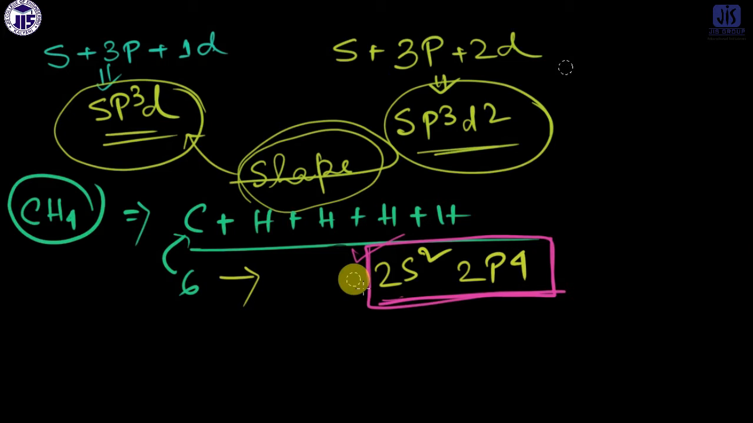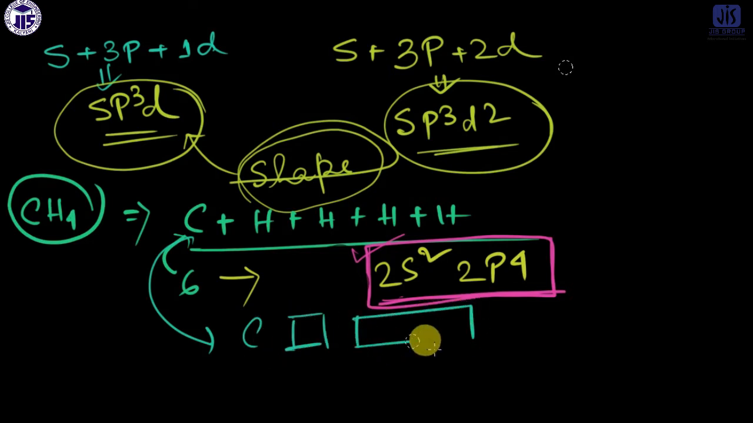Now if you think about 2s2 2p4, then look here, if we draw the electronic configuration for carbon, it is the 2s and it is the 2p.